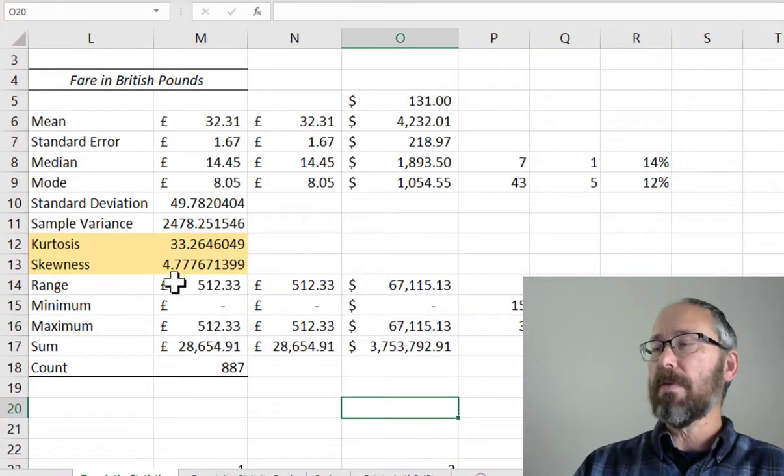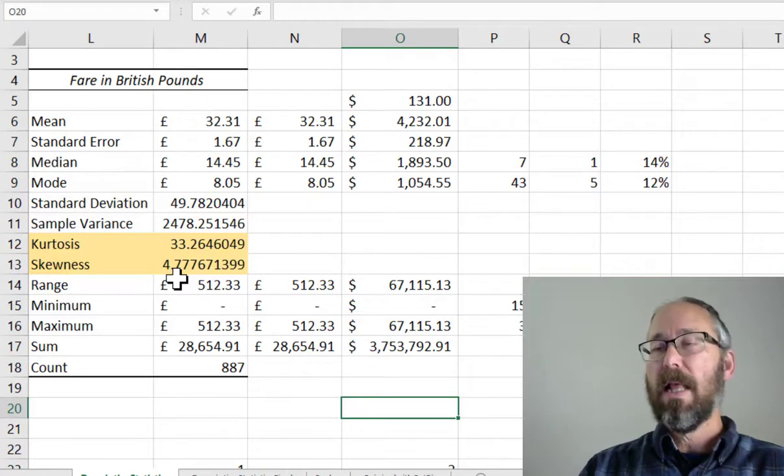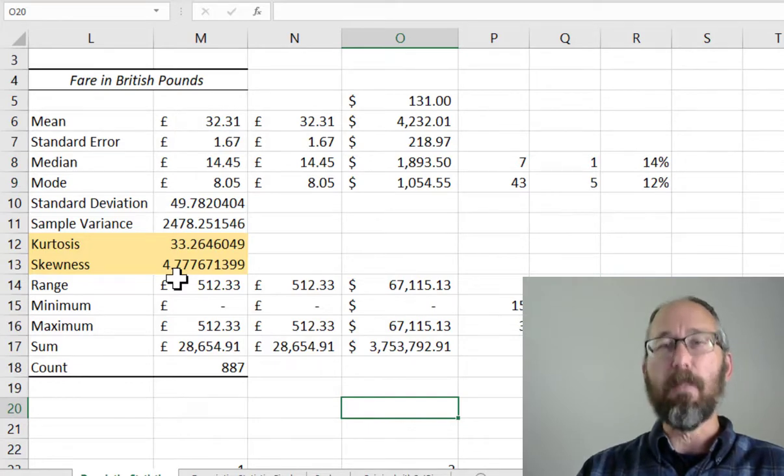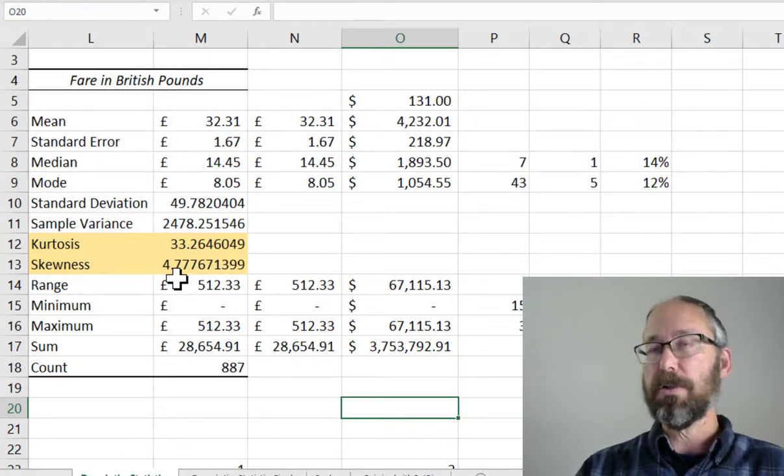Now, notice here that we have a positive skew of 4.77 in the data set that we're looking at for these British pounds. And one thing to keep in mind is both kurtosis and skewness, the numbers are simply just numbers. They're, if you will, a relative number compared to all of the possible skewness or kurtosis that you could get, and typically compared to a normal distribution. So with skewness, normal distribution is 0, so we have a positive skew, meaning that the right-hand tail is longer.